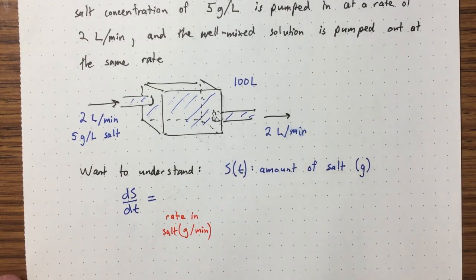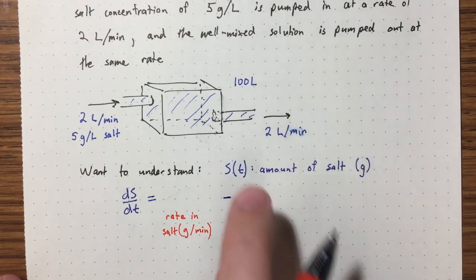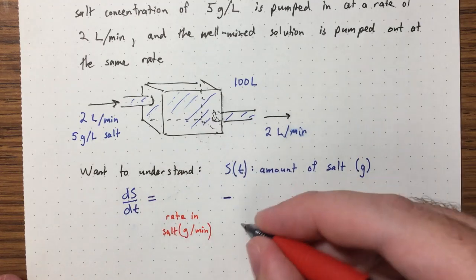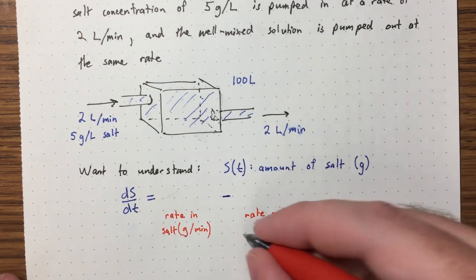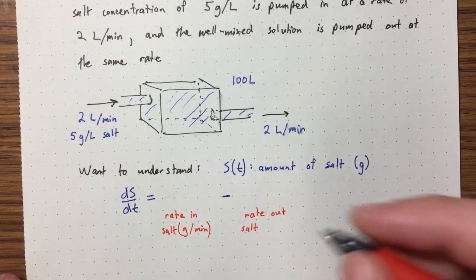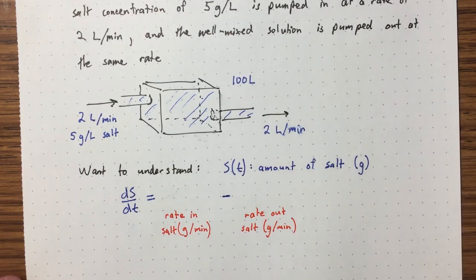And then we're going to subtract off the rate out of the salt. So how much salt is leaving the tank through the outgoing pipe? Again, this will be grams per minute.